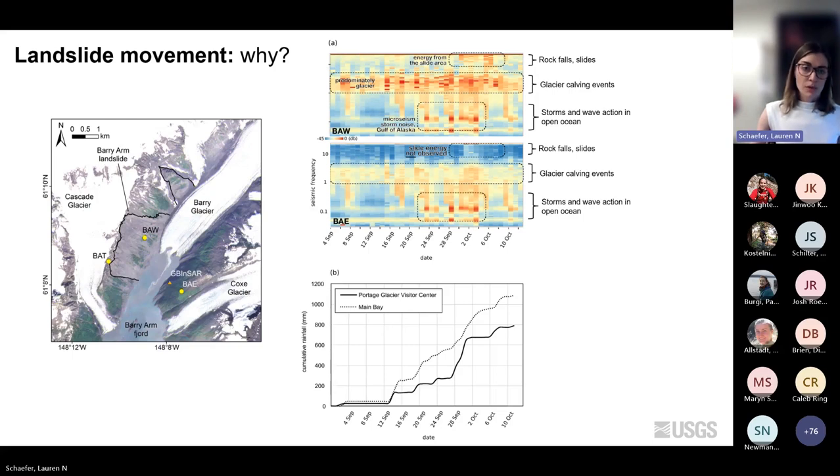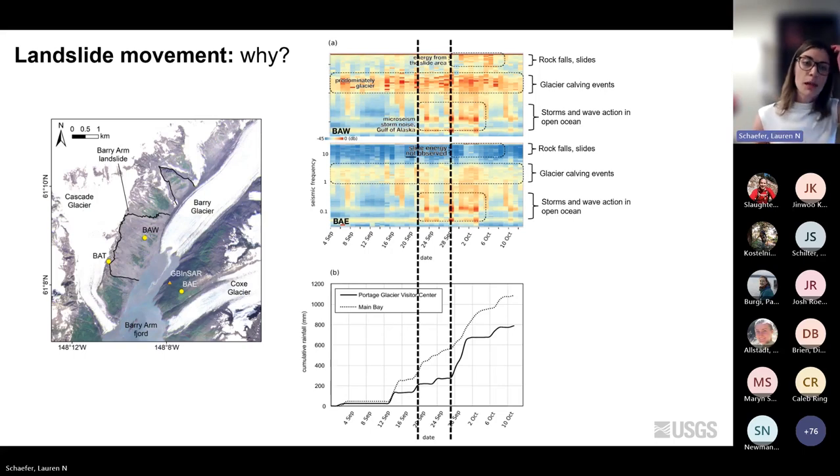So in both of these recordings, the glacier noise and the microseism is about the same. Obviously the noise at BAW from the glacier is higher because it's closer to the glacier. But on BAW, we see evidence of energy directly from the slide, which was related to rock falls and rock slides. And coincidentally, there was also landslide-wide deformation at this time. Unclear if they're related.